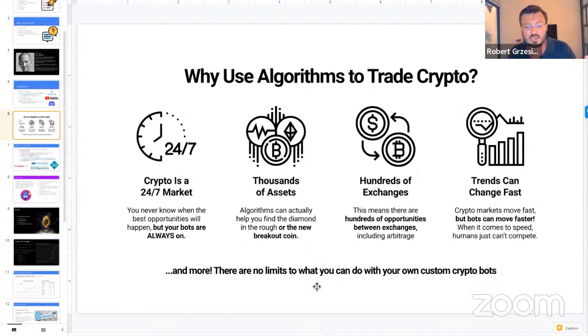Another thing is there are hundreds of exchanges, and we had this discussion a little earlier, Ani, you asked about this. And you're right, there are a lot of things you could do between exchanges.